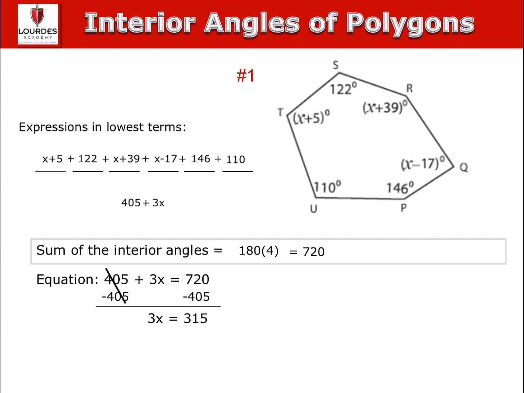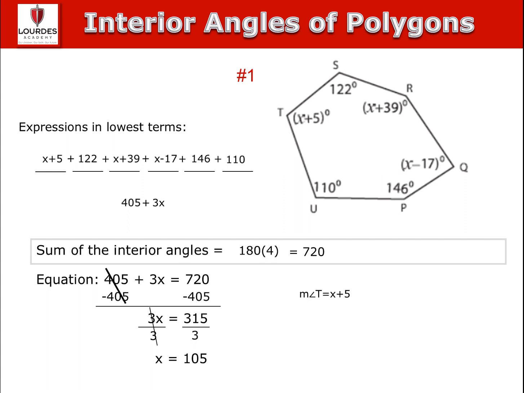Now 3 times what is 315? Well, you just need to divide 315 by 3, and again, algebraically speaking, what we're actually doing is the same thing to both sides. We're dividing by 3. So my x then equals 105. And now I'm not done. I have to figure out what the values of the missing angle measurements are.